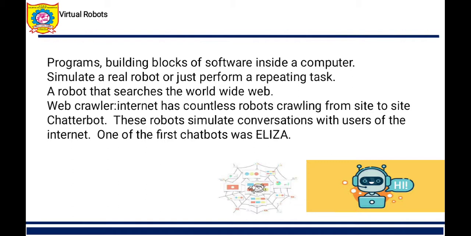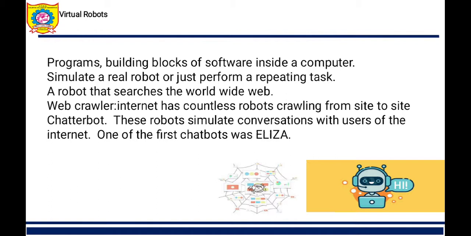Virtual robots. This is also very good. Now what are virtual robots? Virtual robots means robots you cannot see, but at the end, robotics is there. For example, programs or building blocks of software inside a computer. In your computer, these are the programs or building blocks of software. So it is the simulation of a real robot. It performs a repetitive task. The best example is the World Wide Web search, which is taking place on the World Wide Web.